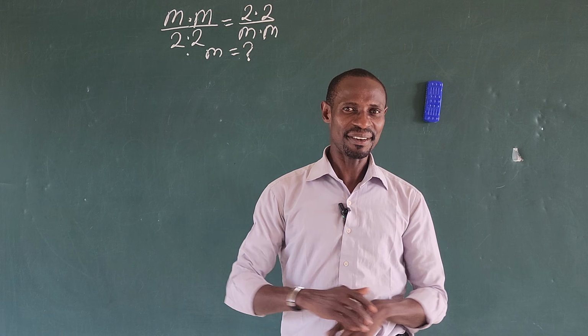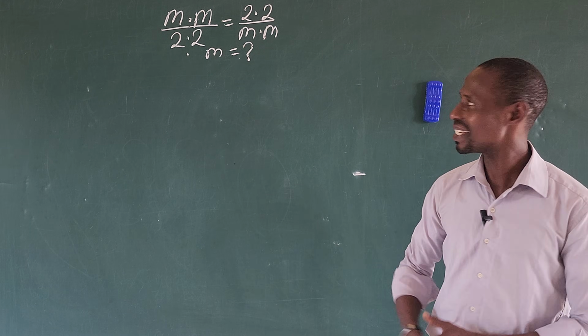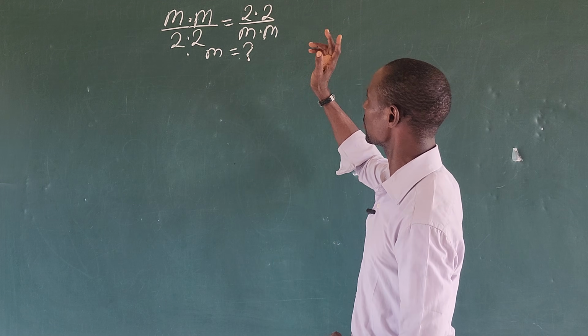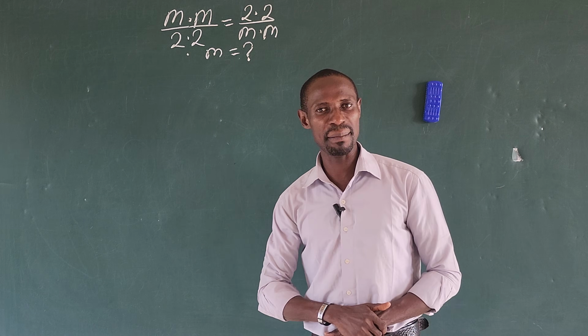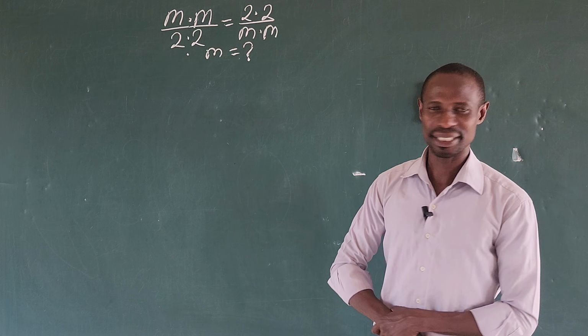Again, we want to have some fun here solving this math challenge. The question is m times m all over 2 times 2 equal to 2 times 2 all over m times m. What is the value of m that will satisfy this equation?